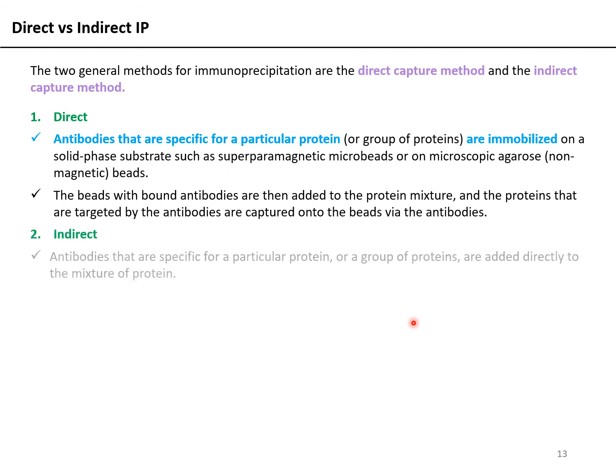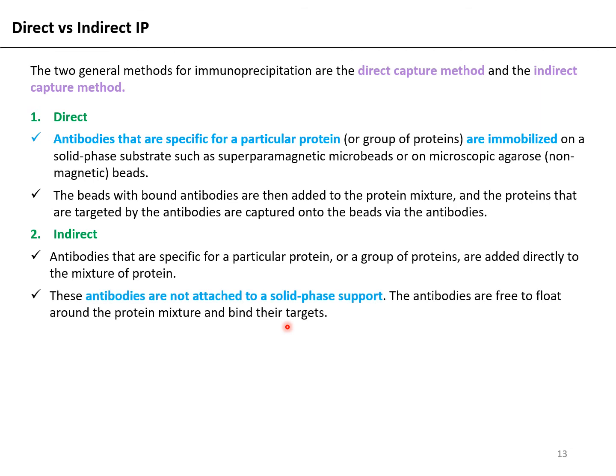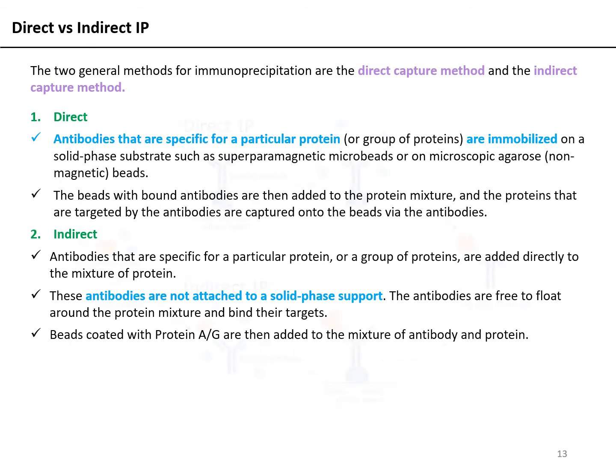In case of indirect IP, you first mix the antibodies with your protein. Antibodies that are specific for a particular protein or a group of proteins are added directly to the mixture of protein. Once this antigen-antibody interaction is allowed to complete, the beads are then added. So the antibodies are not attached to a solid phase support at this point. They are free to float around the protein mixture and interact with and bind to their targets. Beads coated with protein A or G are then added to the mixture of antibody and protein.